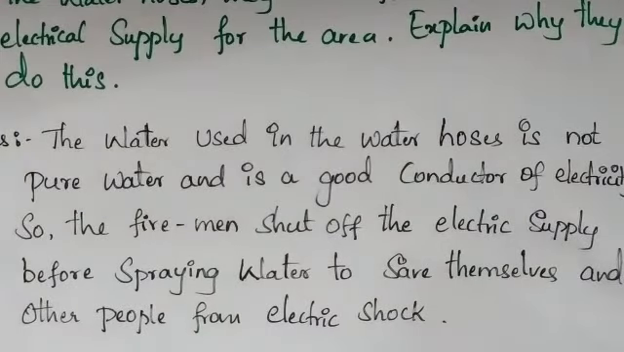When water itself is a good conductor of electricity, and it is poured on the fire, the fire may catch up again. So to avoid that, they first reduce all the electrical supply and then they spray the water.